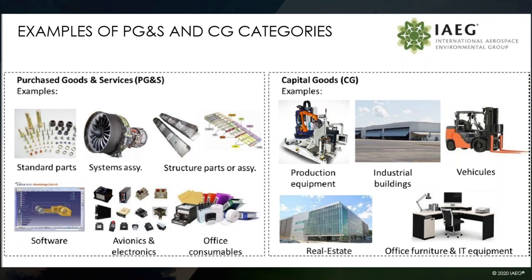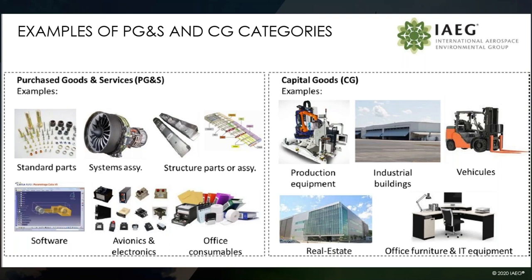As you can see on the left-hand side, PG&S is standard parts, systems assembly, structural parts, plain materials, software, avionics, office consumables. Capital goods are production equipment, machinery, buildings, vehicles, and the like. Now, it's important to note that sometimes the accounting of purchased goods and services and capital goods from a financial perspective can be a little confusing. Different companies use different guidance to identify which items fall within those two categories.